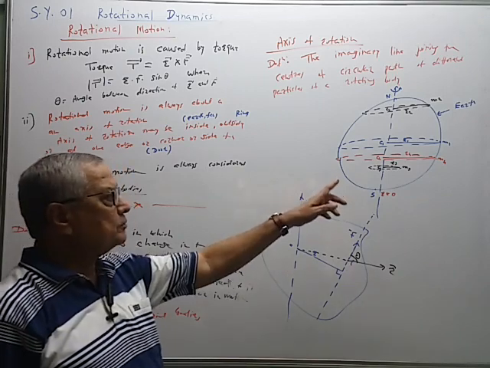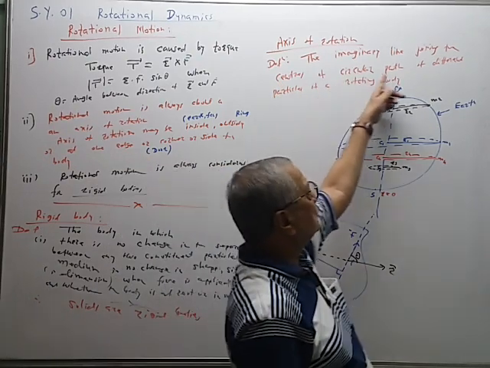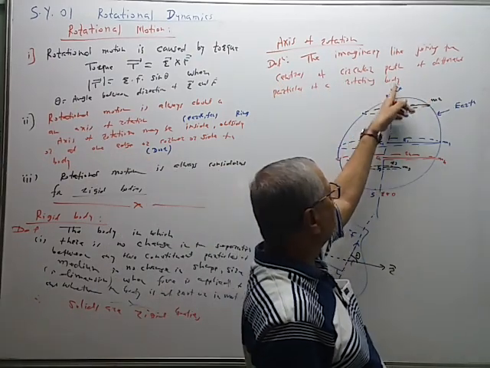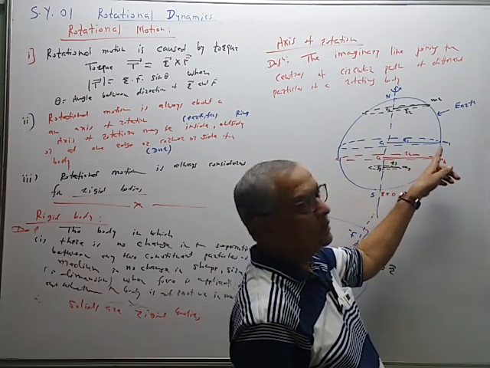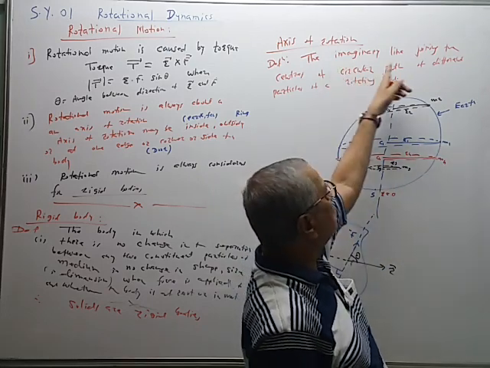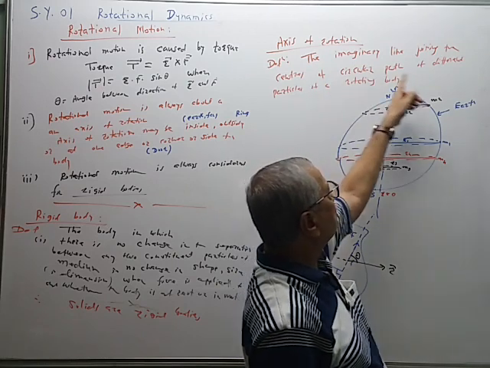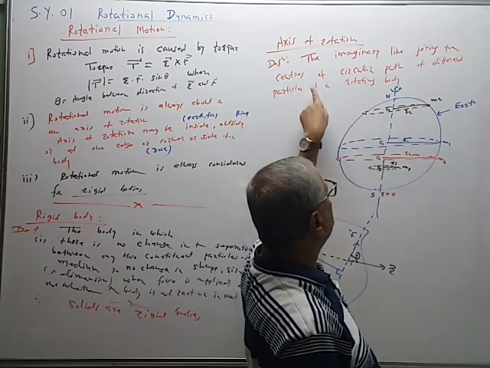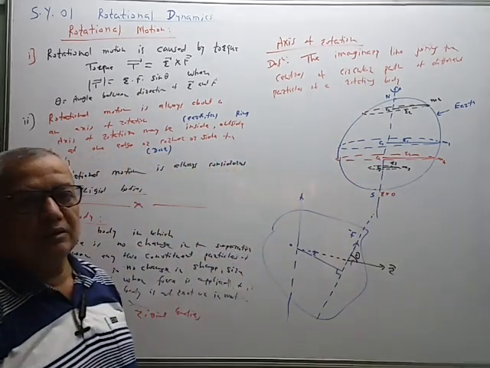So, M1, M2, M3, M4 have circular motion. Their centers are C1, C2, C3, C4. The line joining C1, C2, C3, C4 is called the axis of rotation. So, check the definition. The imaginary line joining the centers C1, C2, C3, C4 of the circular paths of the different particles M1, M2, M3, M4 of the rotating body is called the axis of rotation.